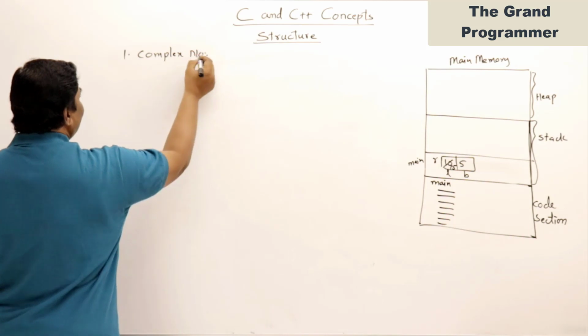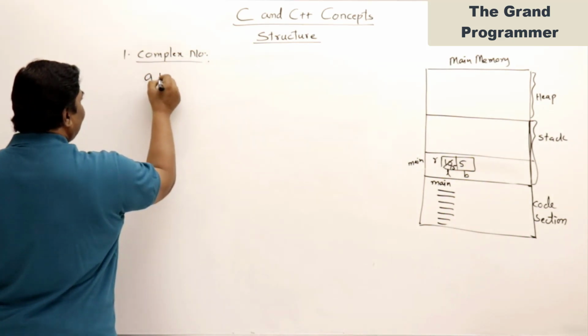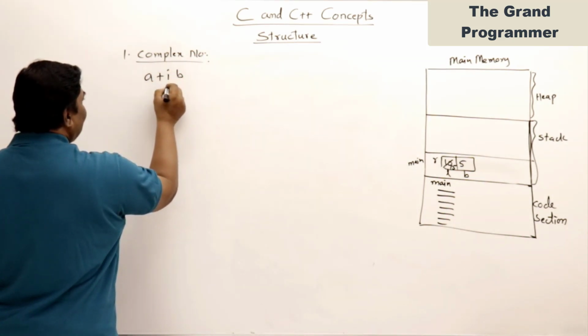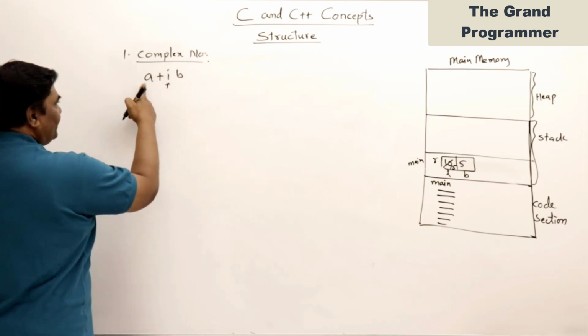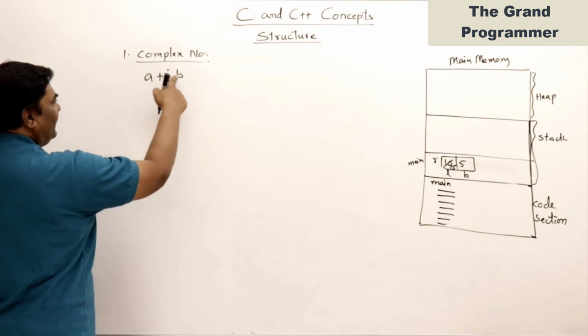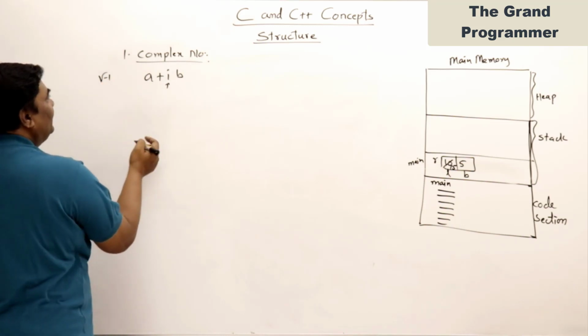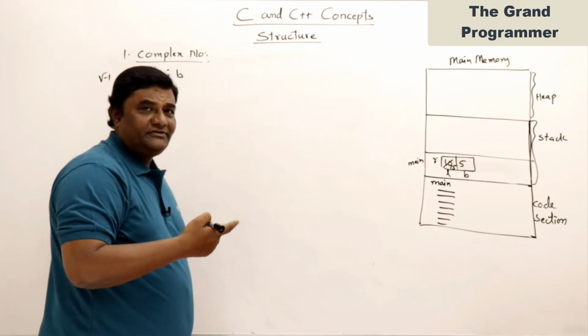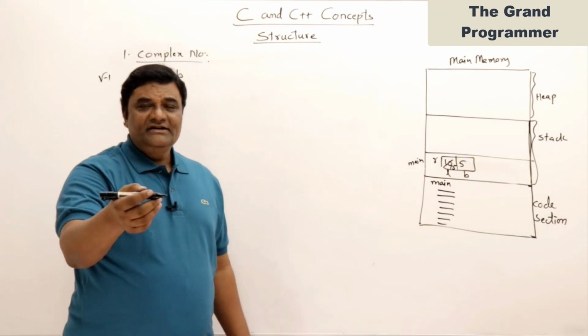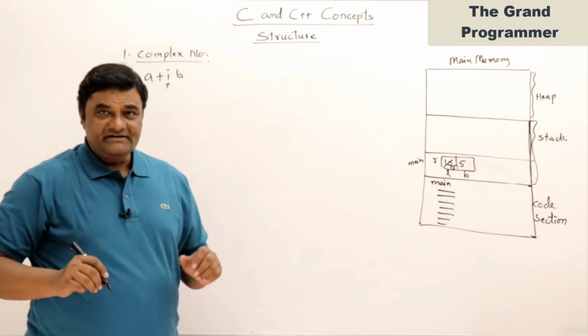So a complex number in mathematics is defined in terms of a plus ib, where i is an imaginary number, and a and b are two real numbers. Here i is defined as the root of -1. If you are familiar with complex numbers, then you can understand this. Otherwise, you can Google it and find out what a complex number is.